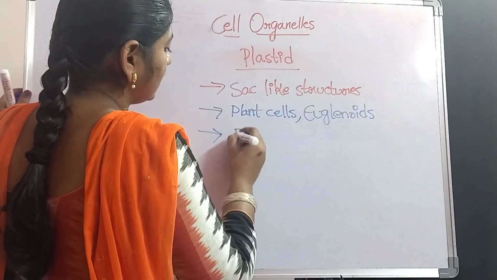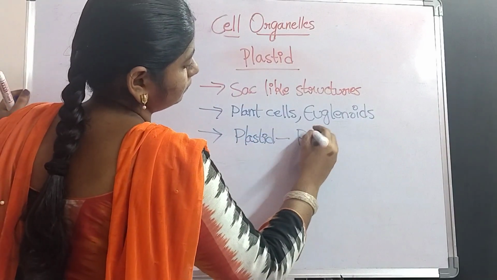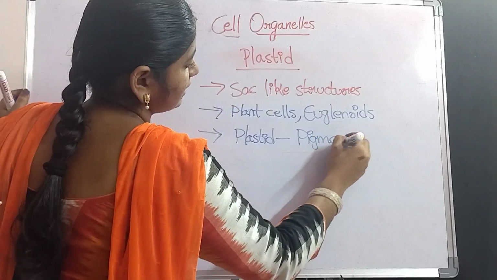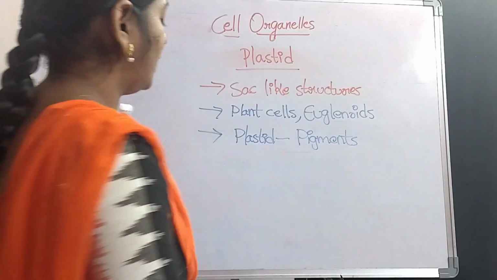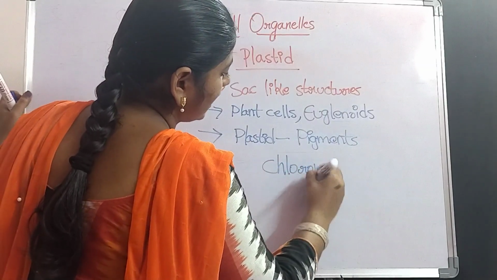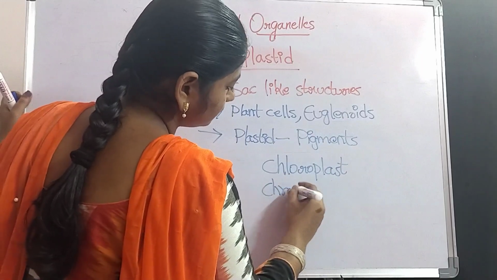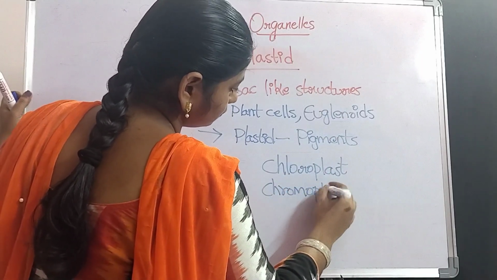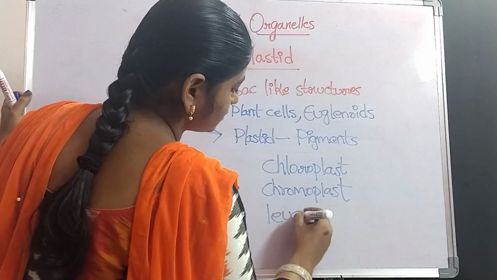What does the plastid contain? The plastid contains a number of pigments. So based on the pigments, the plastids are of three types: chloroplast, chromoplast, and leucoplast.